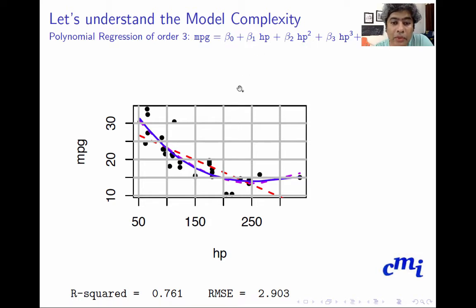By doing so, we are trying to fit this cubic line, which is represented in blue. If you look carefully, there is also a purple line which represents the quadratic regression. The R square for this polynomial of order 3 is 0.761 and the root mean square error is 2.903.